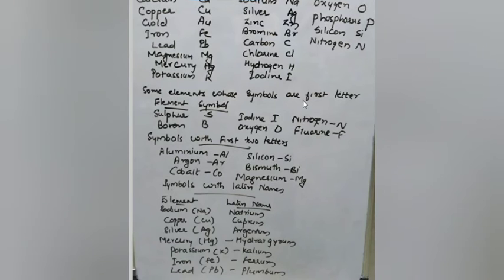Some elements have symbols that are the first letter. For certain elements we are using the first letter. For example, sulfur S, boron B, iodine I, oxygen O, nitrogen N and fluorine F. Symbols with the first two letters: for certain elements, as I had already told, the first two letters are used. That is in the case of aluminium Al, silicon Si, argon Ar, bismuth Bi, cobalt Co, magnesium Mg. If you see this video repeatedly, one or two times, you will be able to get practice.